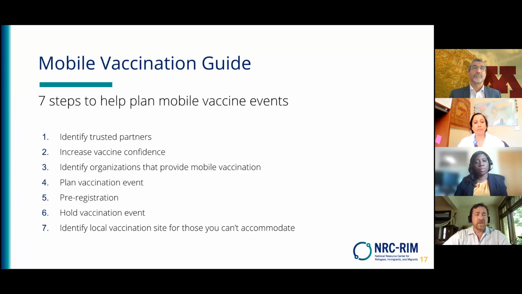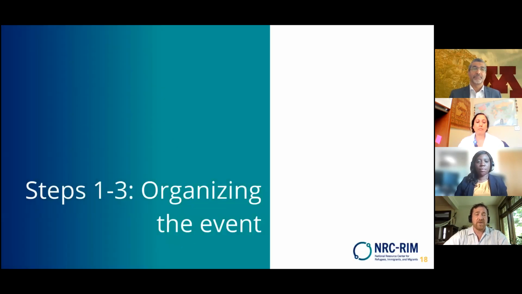As Dr. Prasad already mentioned. And so first of all, identifying trusted partners, increasing vaccine confidence, identifying organizations that can help provide mobile vaccinations if you're not one yourself, planning these events, pre-registering, holding events, and then also identifying local vaccination sites for those if you're not able to accommodate them. There are too many people, or if you can't be available on a particular day.